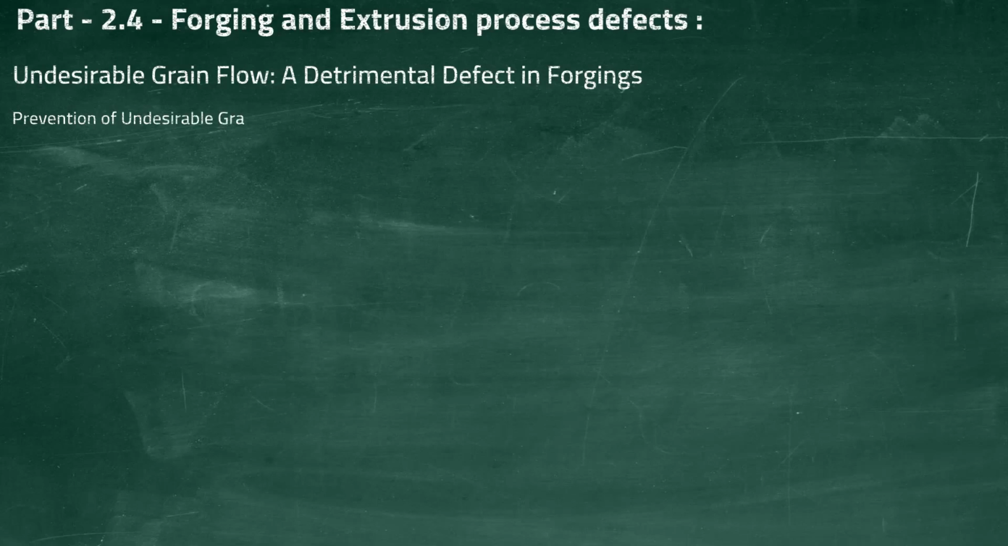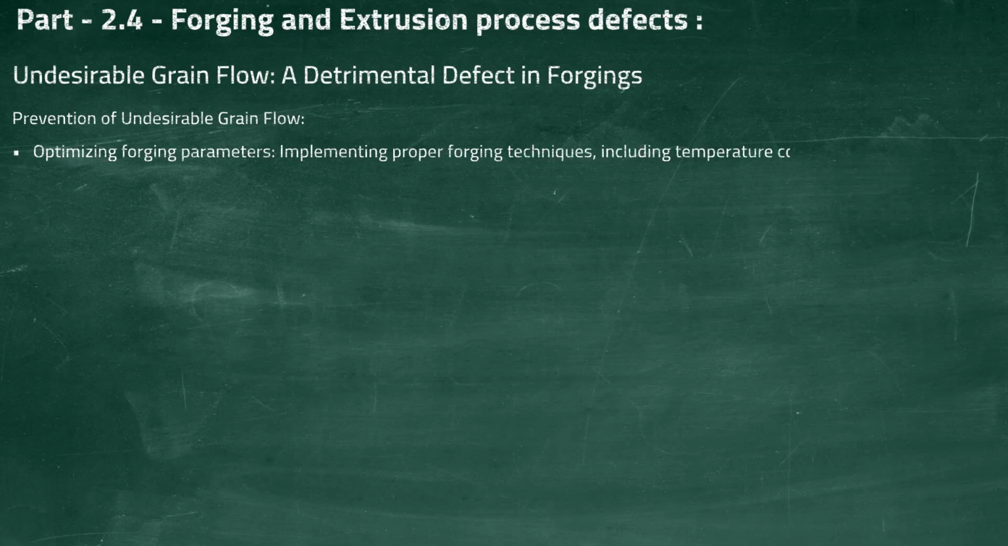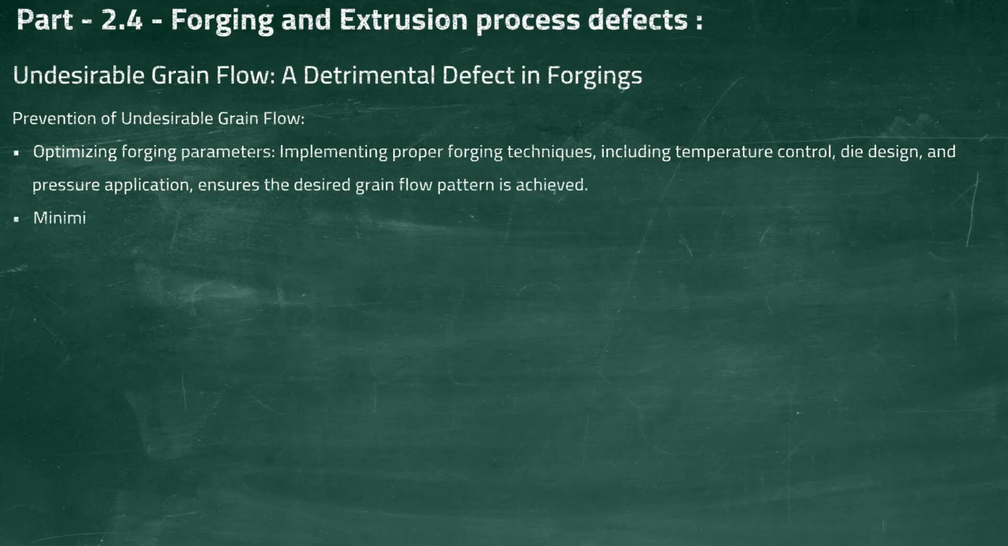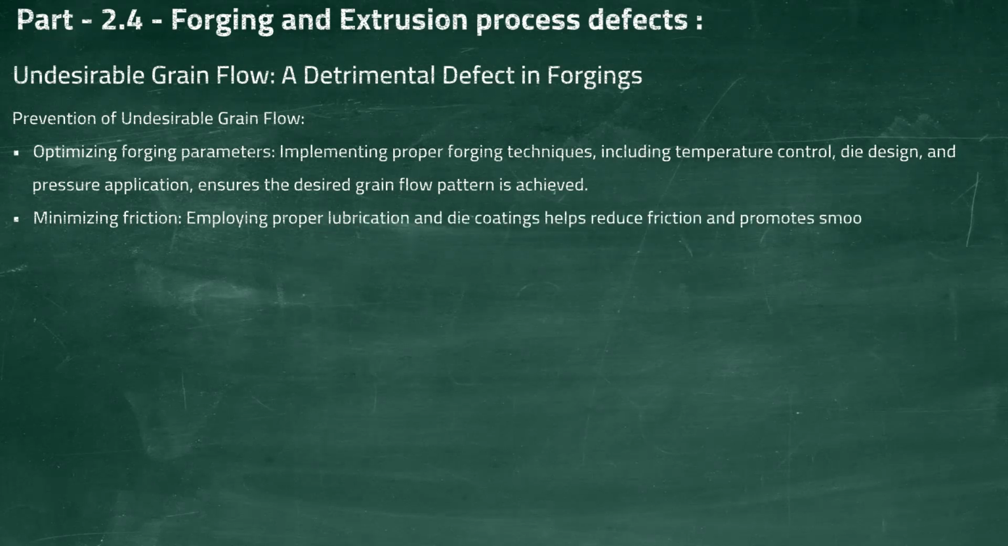Prevention of undesirable grain flow. Optimizing forging parameters. Implementing proper forging techniques, including temperature control, die design, and pressure application, ensures the desired grain flow pattern is achieved. Minimizing friction. Employing proper lubrication and die coatings helps reduce friction and promotes smooth metal flow, minimizing grain distortion.